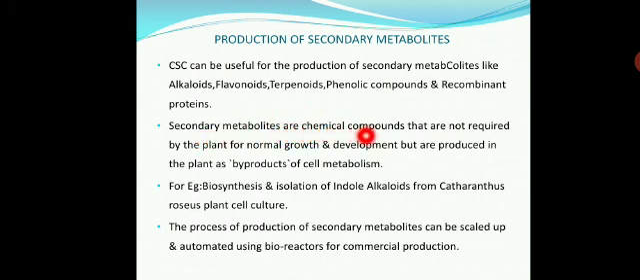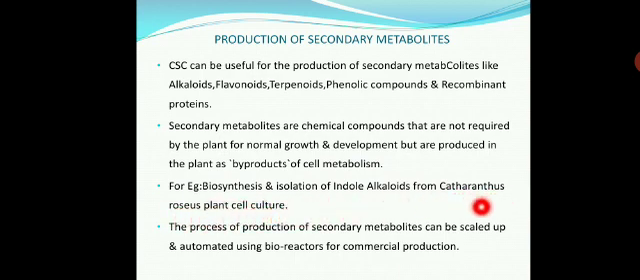Secondary metabolites are chemical compounds that are produced in plants naturally, but they are not required for plant growth and development. They are the byproduct of the cell metabolic activities of the plants. Secondary metabolites are not used by the plants for normal growth and development, but are the byproduct of cell metabolism. For example, biosynthesis and isolation of indole alkaloids from Catharanthus roseus plant cell culture.